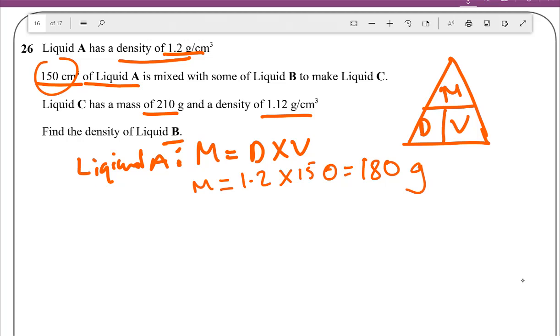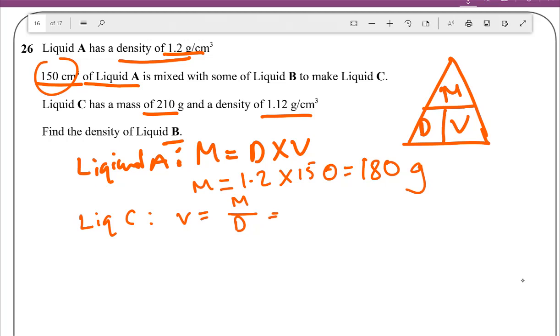Now let's find liquid C. So liquid C, let's find out what we've been given for liquid C. We can see we've got the mass and density given, so we work out the volume. We know the formula for volume is mass divided by density. So mass is on top, density at the bottom. And let's work this out.